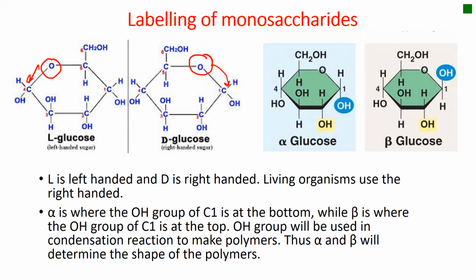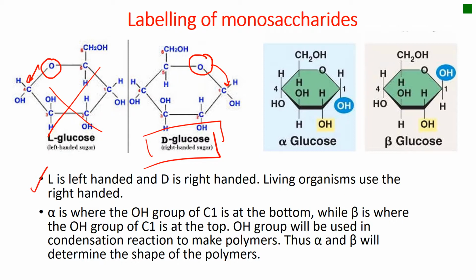However, you don't have to worry about the L-glucose. All you have to learn in this topic is only the right-handed or the D-glucose, because in the natural world there's only D-glucose. L-glucose can only be synthesized in the lab using lab chemicals and equipment. So it is not something that naturally exists. All right, that's point number one.